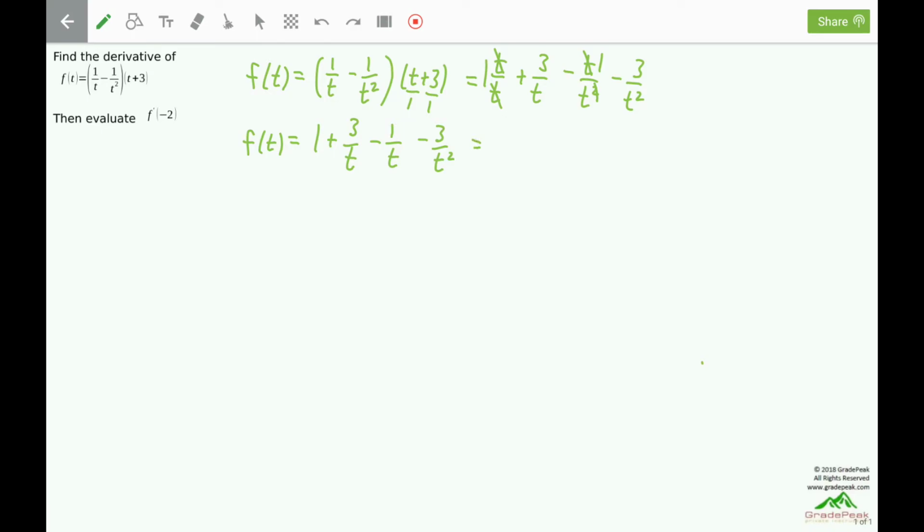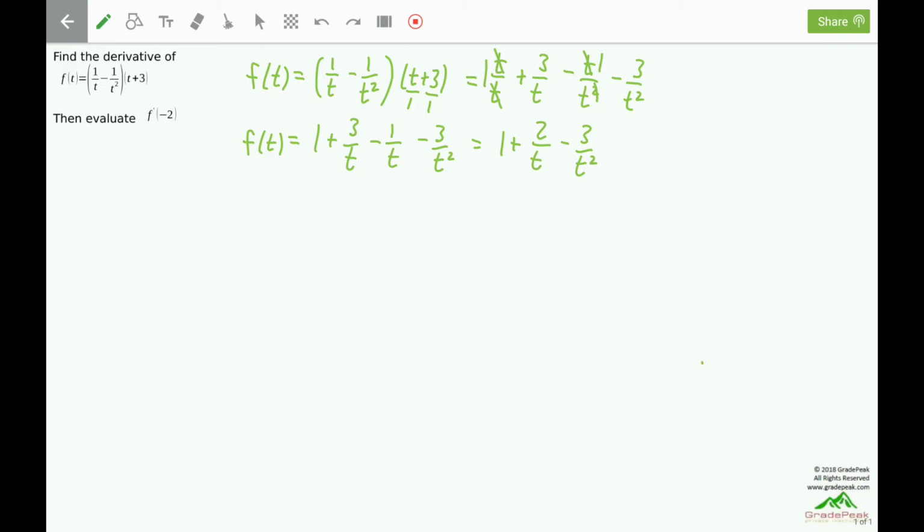Well, the second and third terms are of the same type. They're both number over t. 3 over t minus 1 over t can be combined together, so we'll have 1 plus 3 minus 1, which is a 2 over t, and then minus 3 over t squared. So we now have terms that are added or subtracted, and we can take the derivative of each term individually.